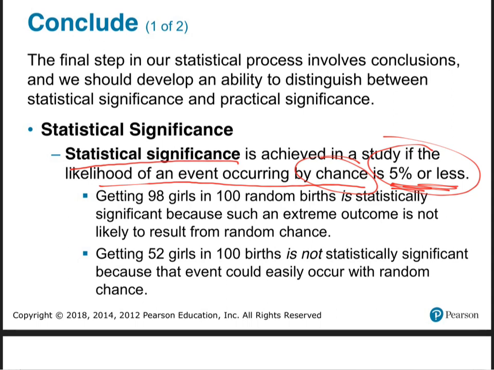And we'll get tools to calculate all that. But in general, if the chance of luck is 5% or less, we consider that statistically significant. All right, so let's look at their example. They have good examples here. 98 girls in 100 births is significant because that's not likely.